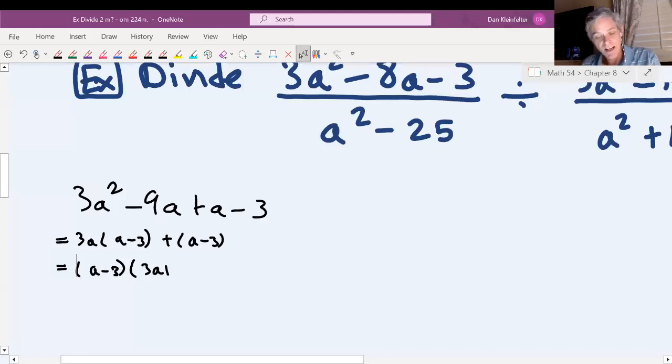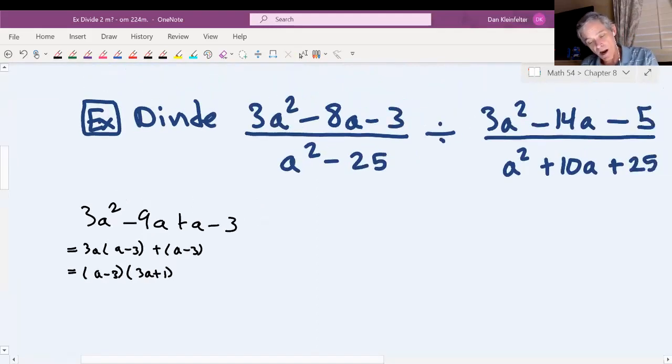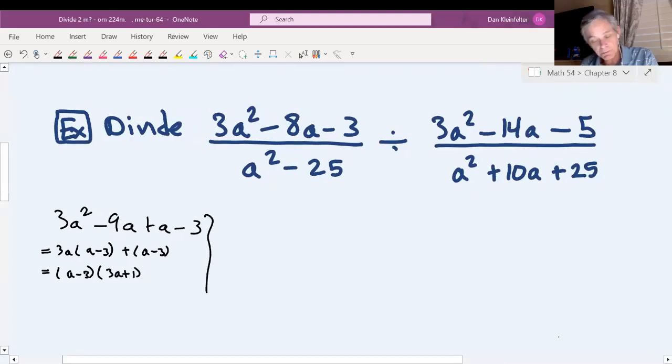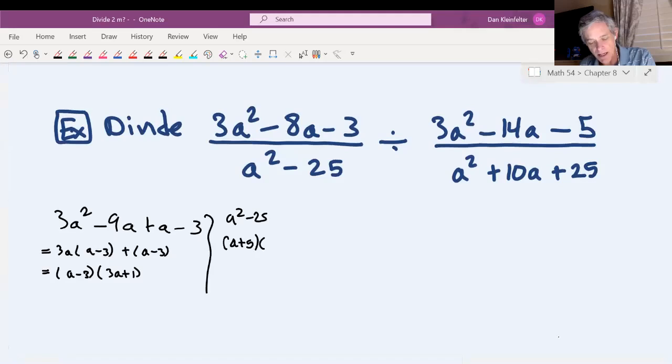All right, sorry about that. Zoom crashed again. All right, so we have a minus 3 as a common factor. I factored that out, which left behind 3a plus 1. All right, so that's the upper left. And then down below that, I have a squared minus 25. A squared minus 25 will be (a plus 5)(a minus 5).